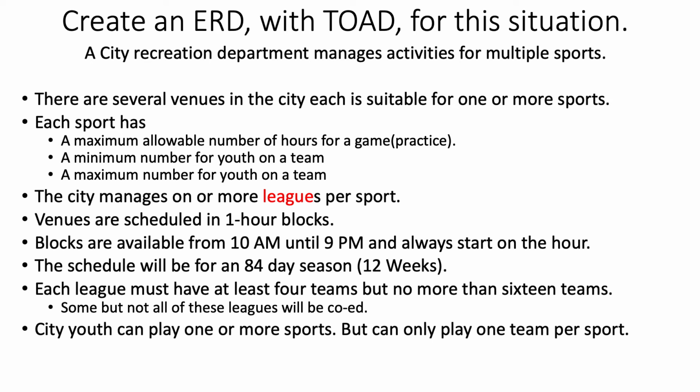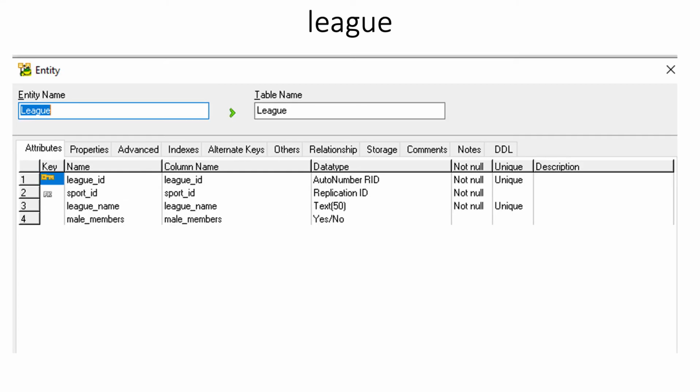Okay, as I read down through here, the next thing I see is leagues. So we create a league entity, and its primary key is League ID. It has a foreign key of Sport ID, which will help us know what sport each league is for, a league name, and male members. Now I'm playing a game with that. It's just yes, no, but if it's all boys, it's going to be yes. If it's all girls, it's going to be no. And if it's co-ed, it's going to be null.